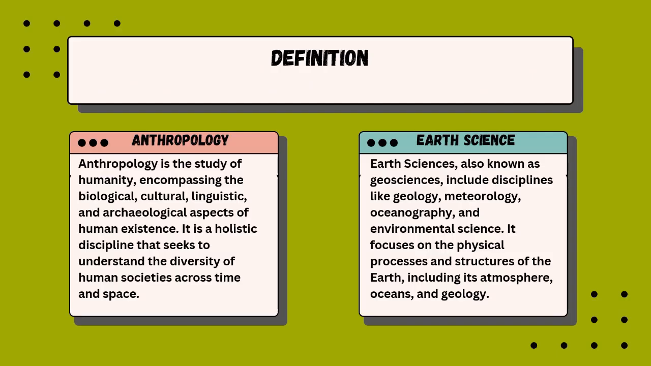Let's look at the definition first. So anthropology, we all know, is a study of humankind encompassing the biological, cultural, linguistic and archaeological aspects of human existence. Whereas earth science is also known as geosciences. It includes disciplines that we have already seen: geology, meteorology, oceanography, environmental science, etc. It focuses on the physical process and structures of the earth, including its atmosphere, ocean and geology.